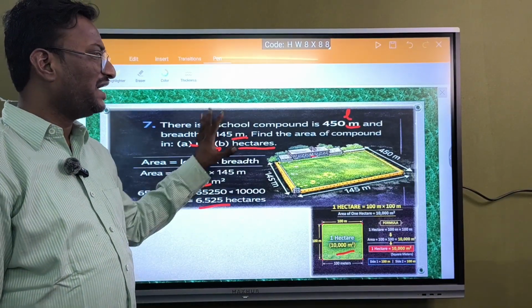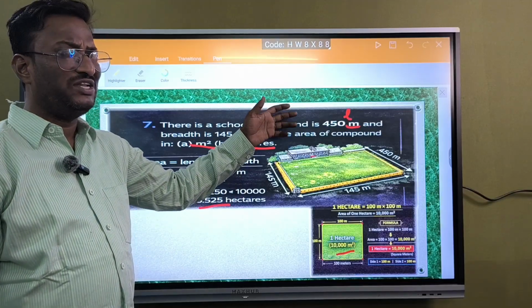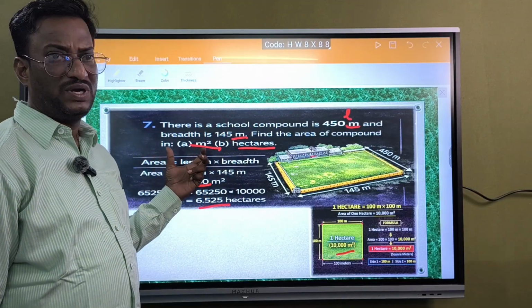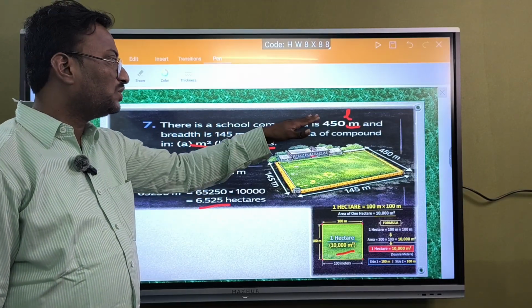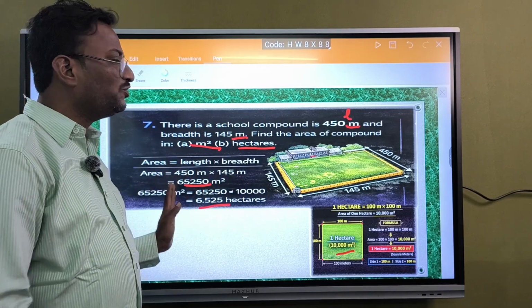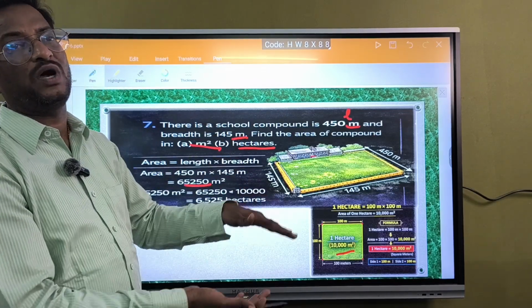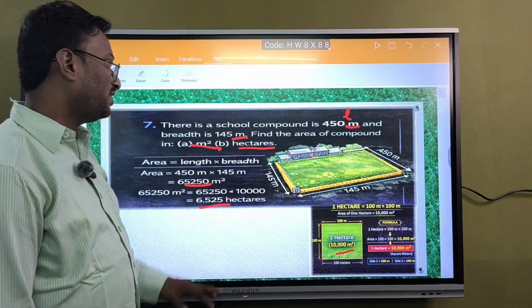So if you get this kind of problem, in the problem itself you will be given units. In the same units, you try to find the answer, like meter square. Don't convert to hectares first and then do it. Directly you do this. After the answer comes in meter square, then try to convert into the other unit which they asked. It will be very simple.